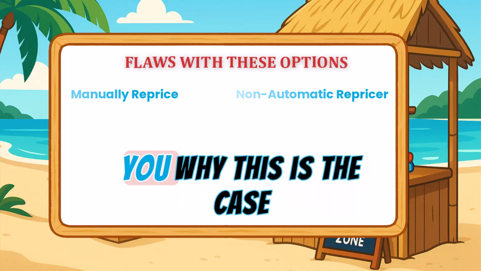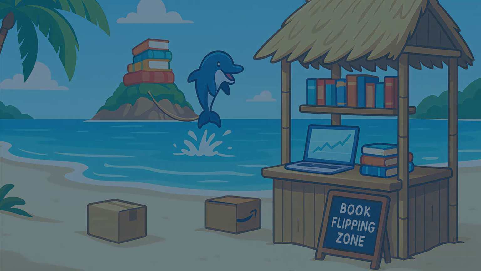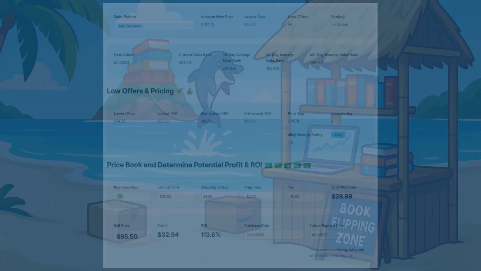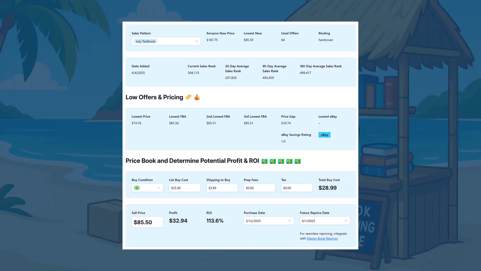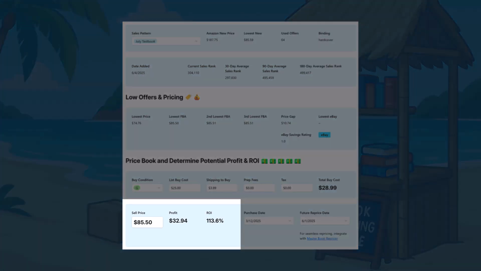And I'm going to show you why this is the case. Let me just give you a quick example on this. So let's assume that we had sourced this book. We found this book. We see that if we want to sell it at $85.50, we've got a $32 profit, and the ROI is over 100%.